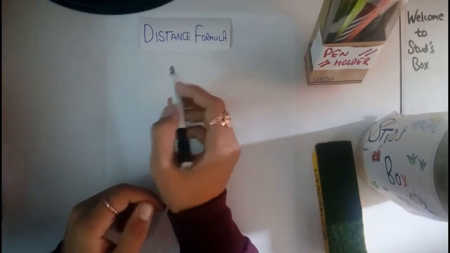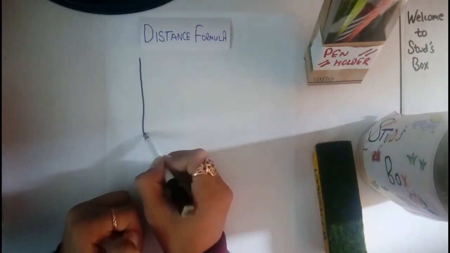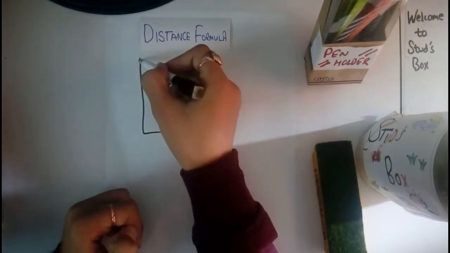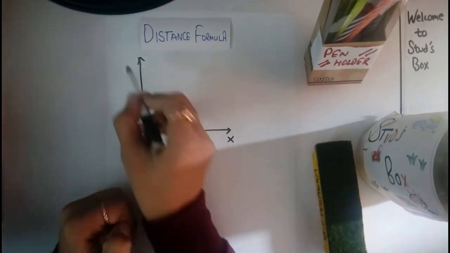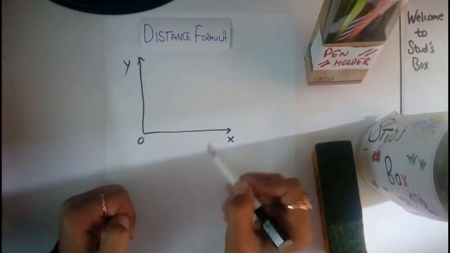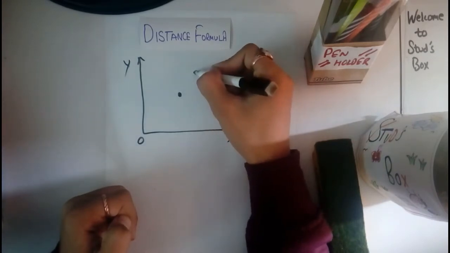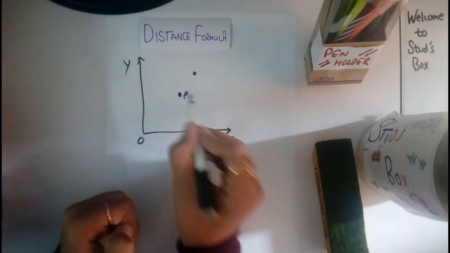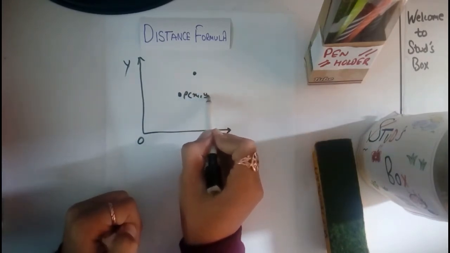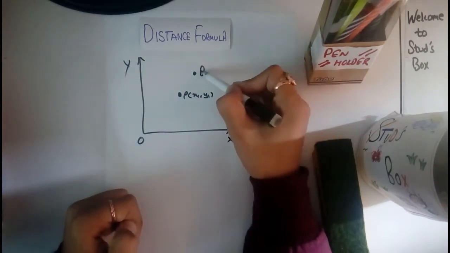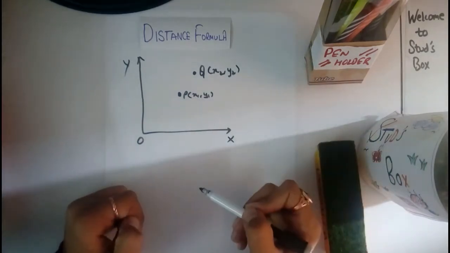Now, how to derive this distance formula? So let's take coordinate axes. This is the origin, this is the x-axis, this is the y-axis. Let's take 2 points. This is P and this is Q. Coordinates of point P are x1, y1 and coordinates of Q are x2, y2.